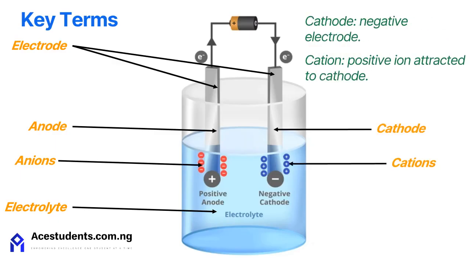The cathode is the negative electrode. Cations, which are positive ions, are attracted to it. This is where reduction happens.